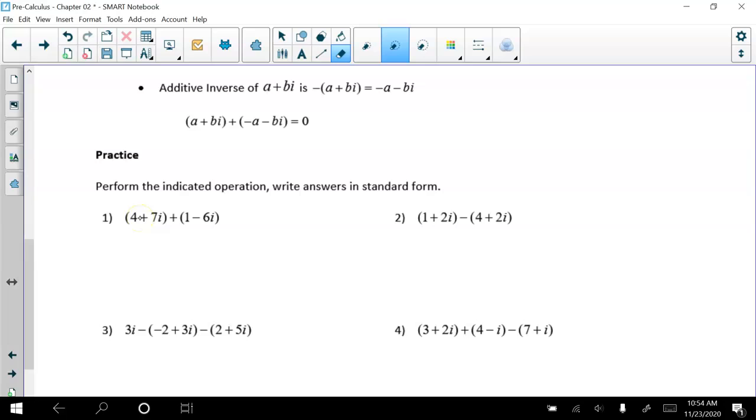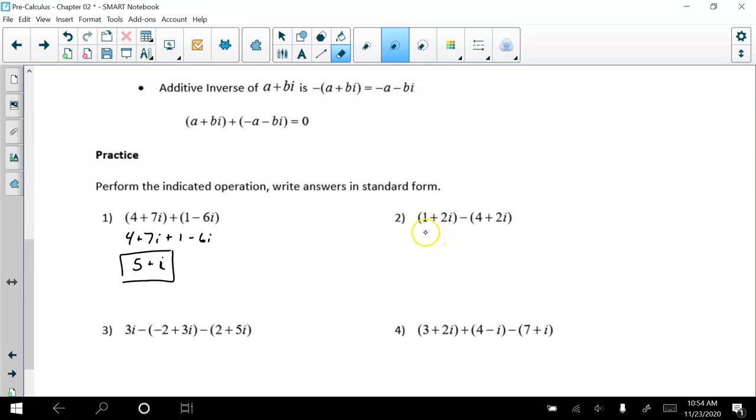So to add these, just get rid of the grouping symbols. 4 plus 7i. Distribute the 1, we get plus 1 minus 6i. And now combine your like terms. 4 plus 1 is 5. 7i plus -6i is plus i. There's our complex number, 5 plus i. That's it. That's all you do.